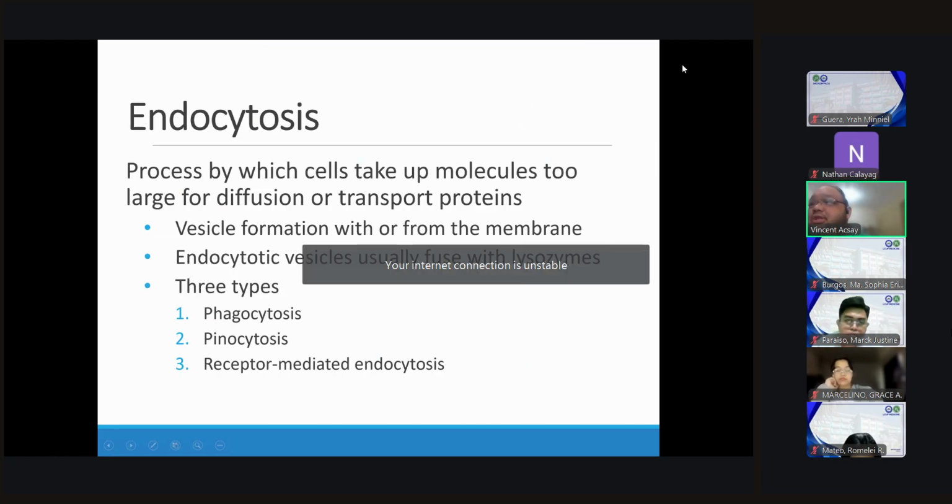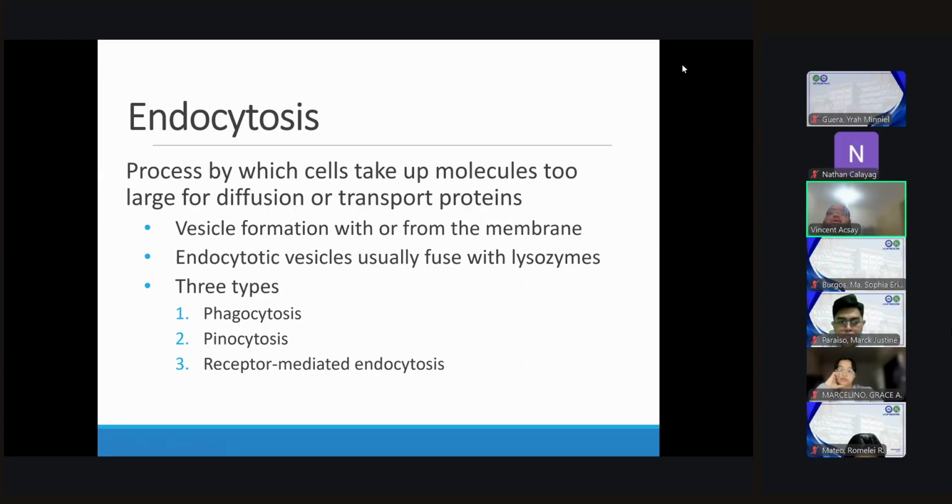Next, we're done with small molecules. How do we take in larger molecules? Endocytosis is a process for cells to take up molecules too large for diffusion or too large for proteins.